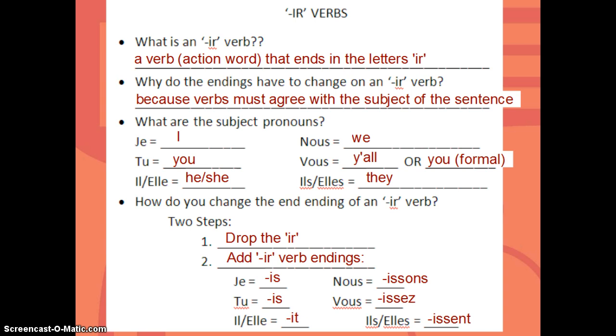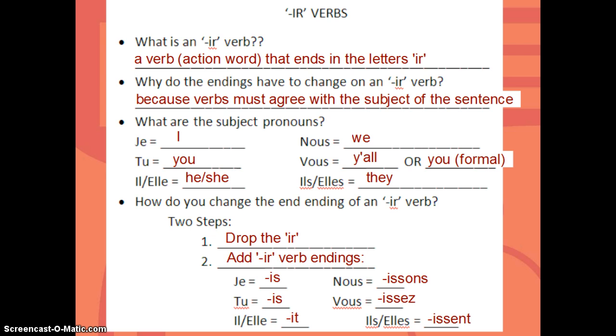IR verbs, though, as I said, are the last group of regular verbs, so this note sheet is going to look very similar to your ER and RE verbs, and that whole idea of being a regular verb just means that it follows a pattern. So, first things first, just like always, when we start off with a regular type of verb, we need to talk about what an IR verb is, and I bet from your experience with ER and RE verbs, you can figure out that an IR verb is a verb or an action word that ends in the letters IR. Now, there's not a whole lot of these that we know so far, but we'll get some examples here in just a bit, so trust me for a bit.